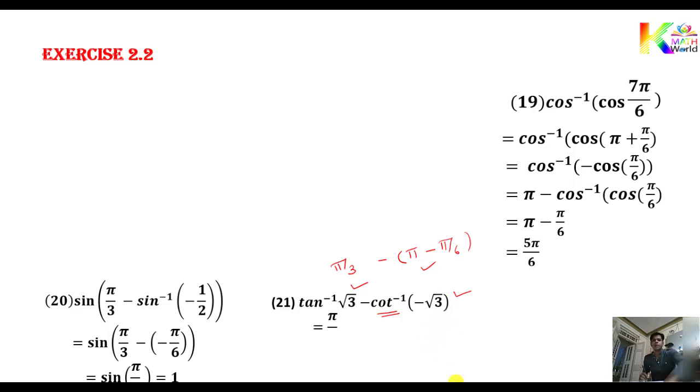So in the next step you get pi by 3 minus pi minus pi by 6. Now consider LCM. Or firstly you can open this bracket. This is 60, minus minus plus. So minus pi and minus minus plus pi by 6. This is 60 degree and this is 30 degree. So 60 plus 30, that will be 90. So you got pi by 2. Pi by 2 minus pi, that will be minus pi by 2. That will be your answer. Okay.